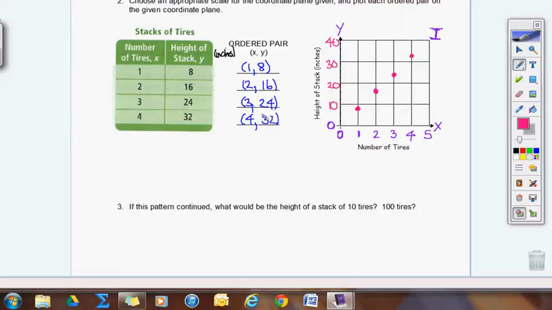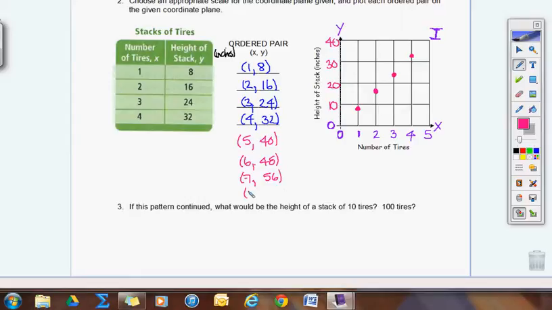Well, I could probably start making my list and say, if I've got 5 tires, that should be a height of 40, right? Just kind of keep adding 8. And I've got 6 tires, that would be 48. And if I've got 7 tires, it looks like it's going to be another 8, should be 56.